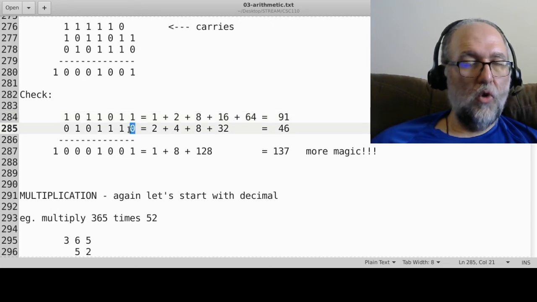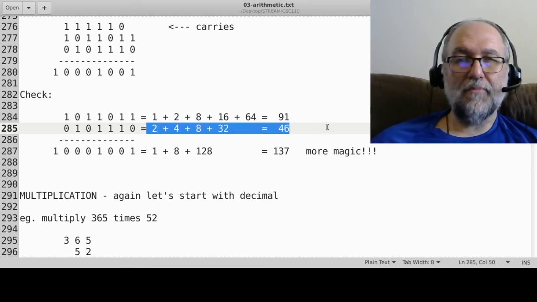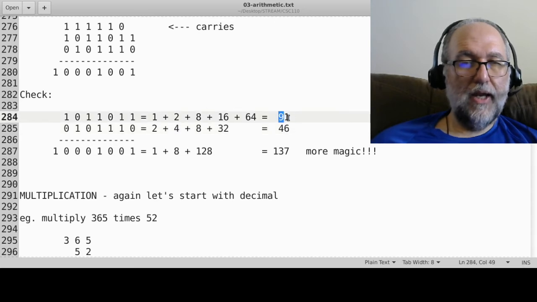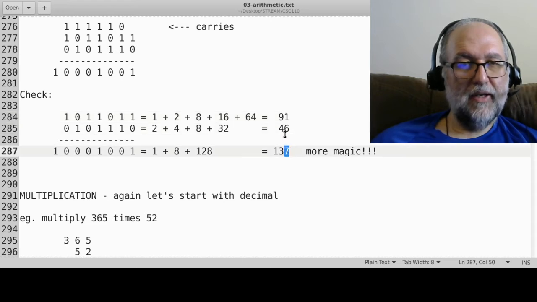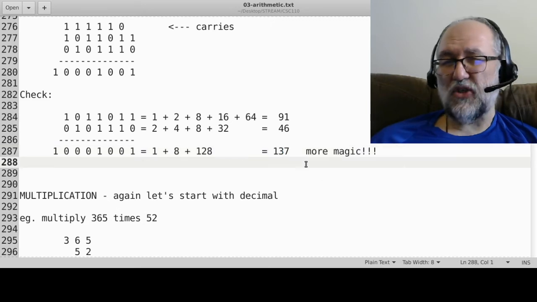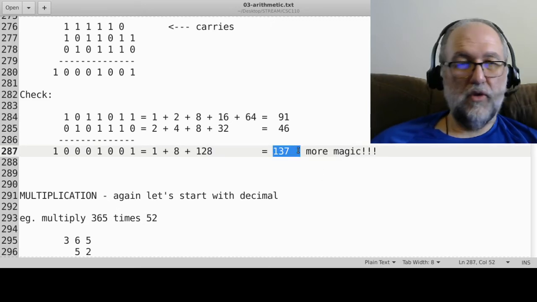The next one is no 1s, a 2, a 4, an 8, no 16s, and a 32. We add them together and we get 46. Now 91 plus 46, let's just do it. This is decimal. 1 plus 6 is 7, no carry. 9 plus 4 is 13, and there you go. So our answer had better be 137.